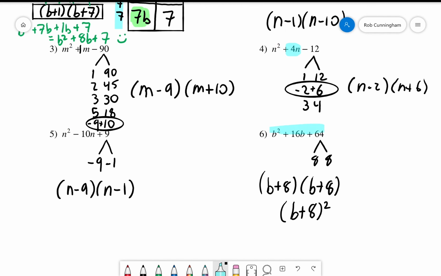If, by the way, you recognized this as a perfect square trinomial right off the bat and knew that it was b plus 8 squared, go ahead and use that information. That is a very important shortcut to have, and it'll help save you time.